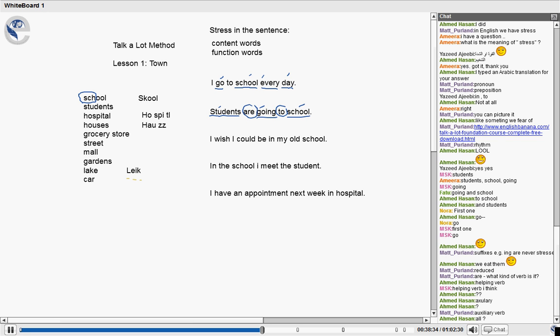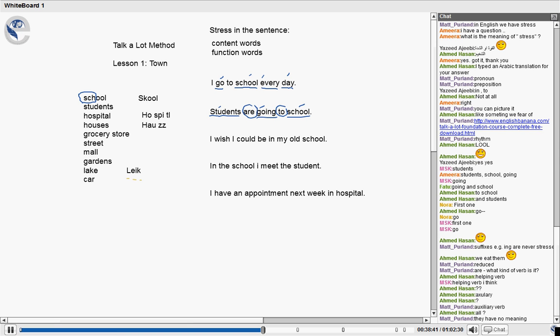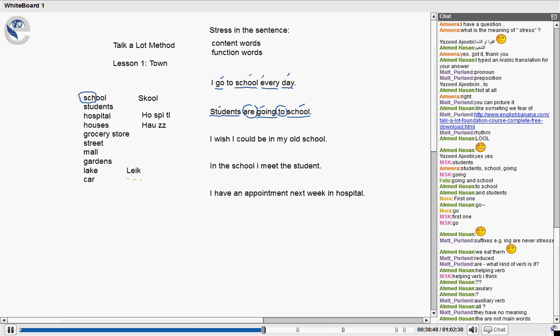They have no meaning apart from the sentence. They're just there to make the grammar work. Students are going to school. That's why we can just run over them. They're not main verbs. Okay. Good. Any more questions at the moment here? Does anyone want to try and speak out loud and say these two sentences?